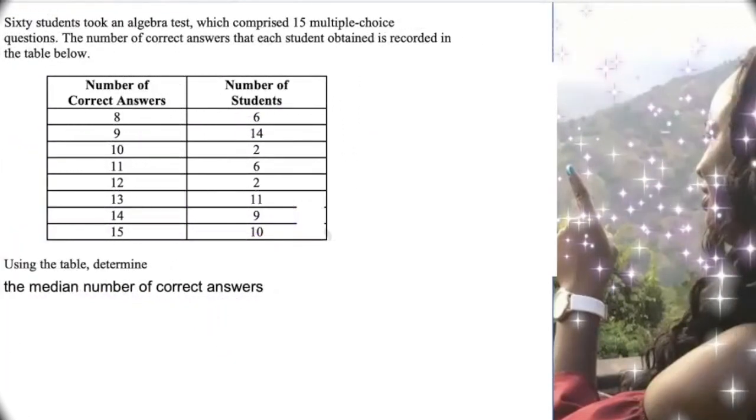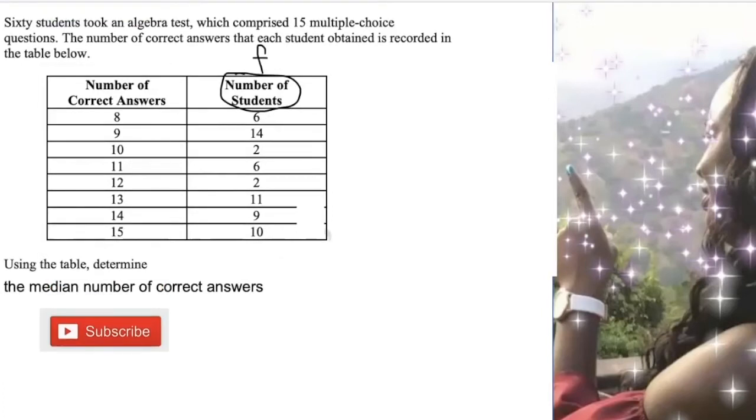The next question is asking for the median number for the correct answer. Now median means what is in the middle. So first, what we have to do, we have to find out the total frequency. So this represents F, frequency. Why is it that it represents frequency? Our focus is on the correct answer.